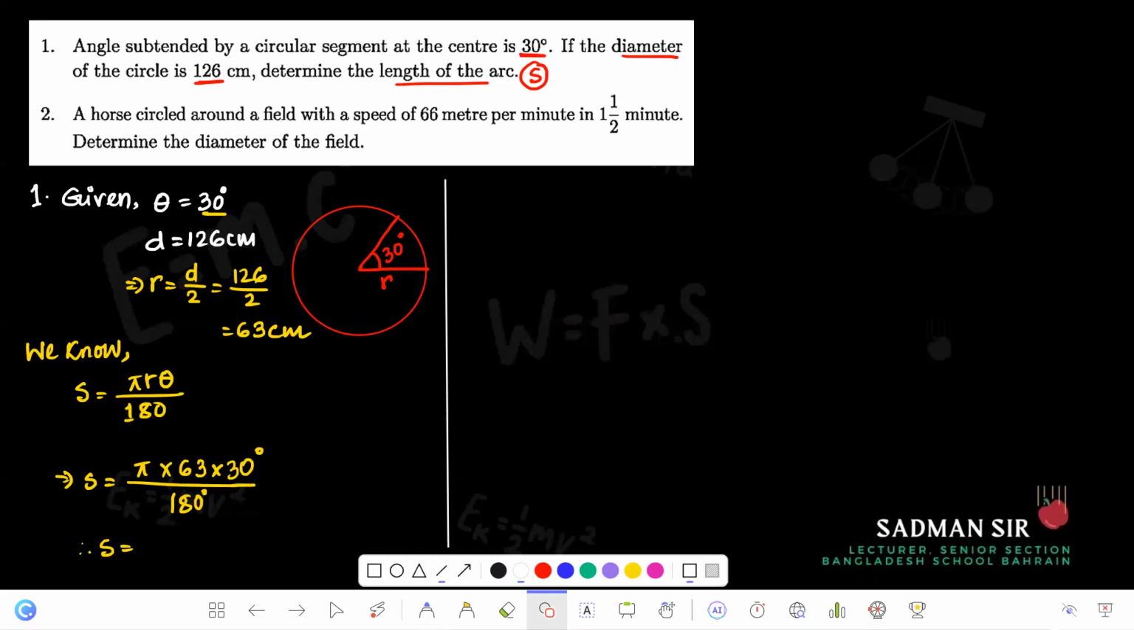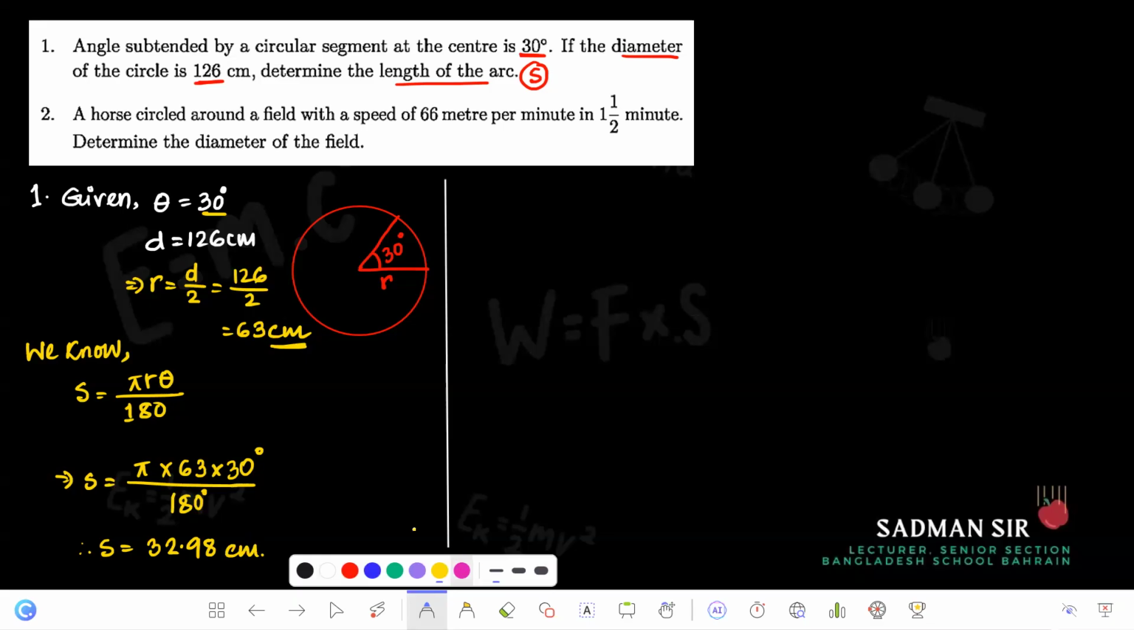32.98. 32.98. Thank you. What will be the unit? Meter, kilometer, centimeter, or mm? Because r is given as centimeter, it will also be in centimeter. And remember, whenever pi is involved in the calculation, okay? Do not forget to write approx in the answer, approx. Okay, so that is your answer.